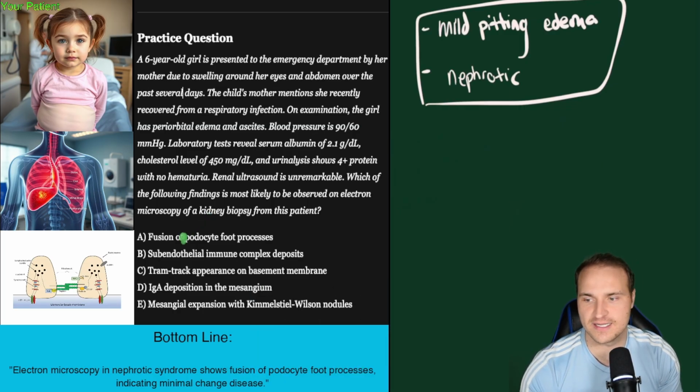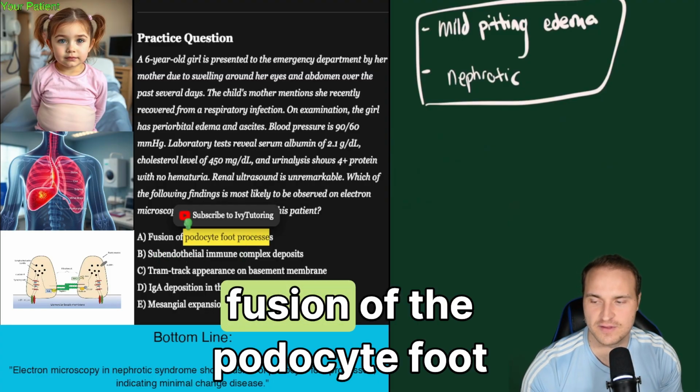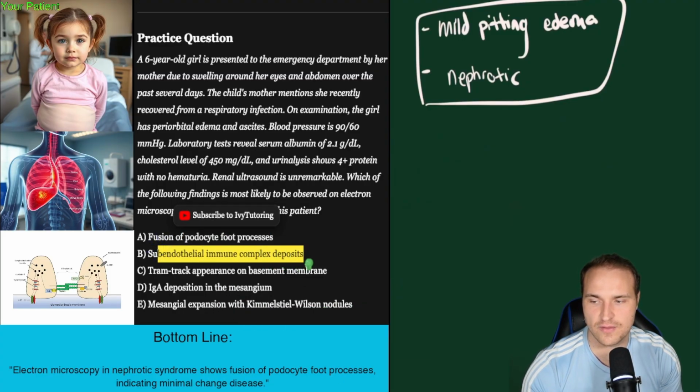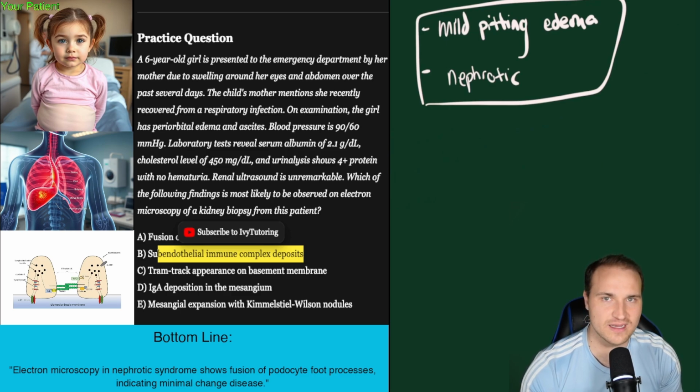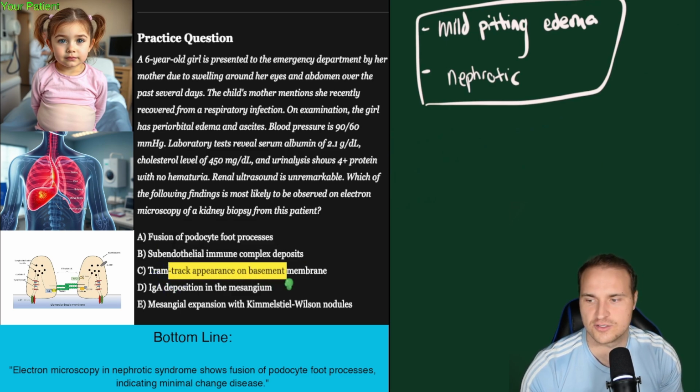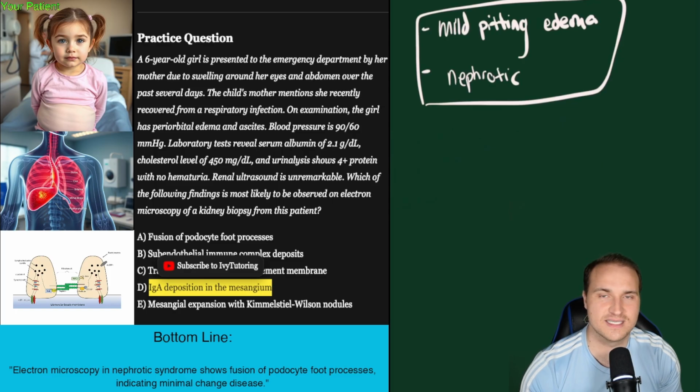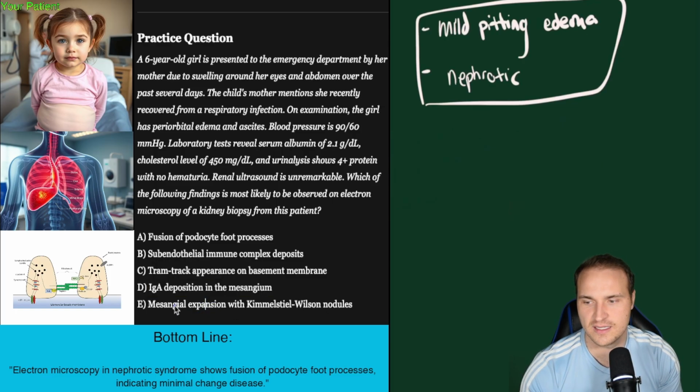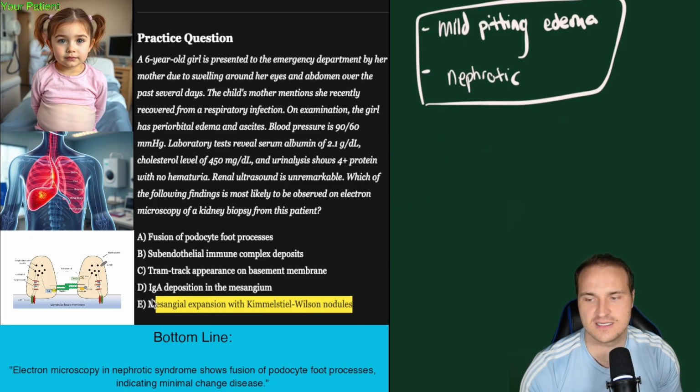So what about these other answers? We know the answer is A, the fusion of the podocyte foot processes. The subendothelial immune complex deposition, that would be lupus nephritis, the wire looping, nephritic and nephrotic syndrome. The tram track appearance of the basement membrane, that's membranoproliferative glomerulonephritis. IgA deposition in the mesangium is Berger's disease, recurrent hematuria post-URI and a nephritic syndrome. Mesangial expansion with Kimmelstiel-Wilson nodules is diabetic nephropathy. That's nodular glomerulosclerosis in adults.